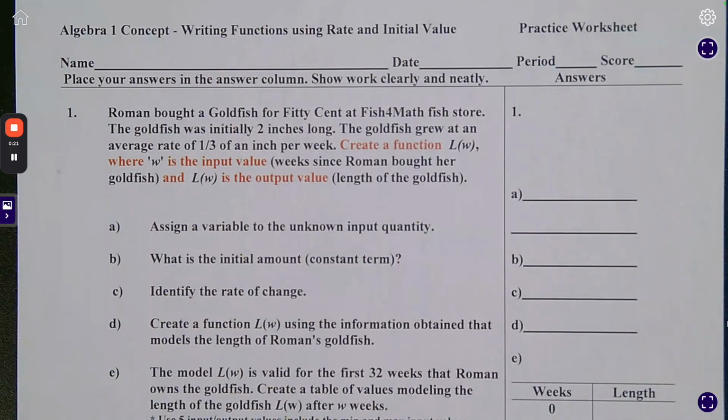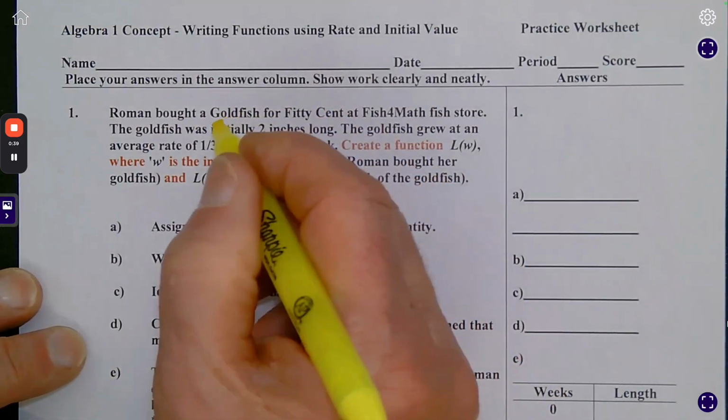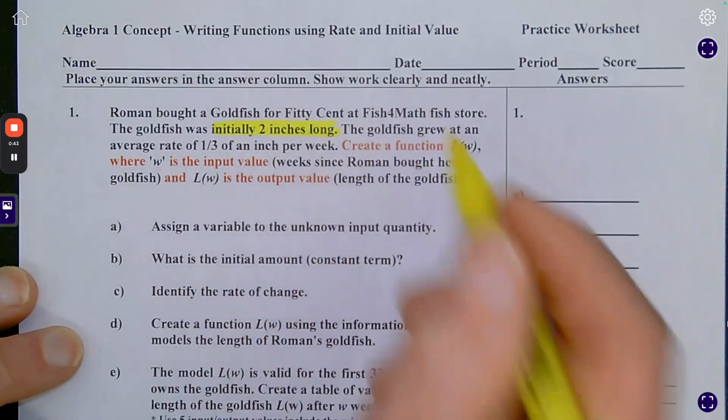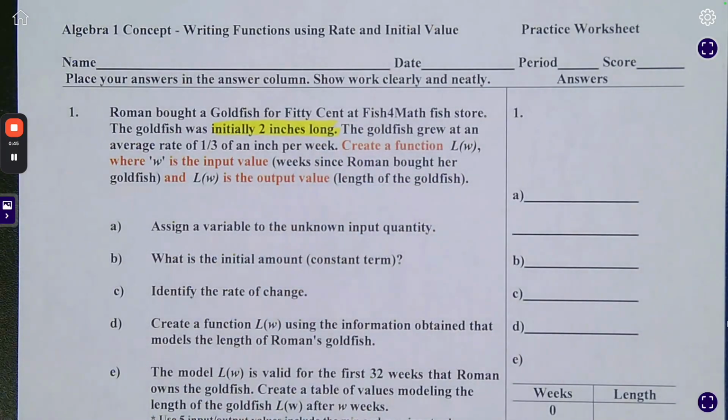All right, here we go. This is Algebra 1, writing functions using rate and initial value. Practice worksheet. Our friend Roman bought a goldfish for 50 cents at the Fish for Math fish store. The goldfish was initially 2 inches long. Ooh, that's important information. The initial value, right? Initial value, that's our y-intercept, or our initial value.